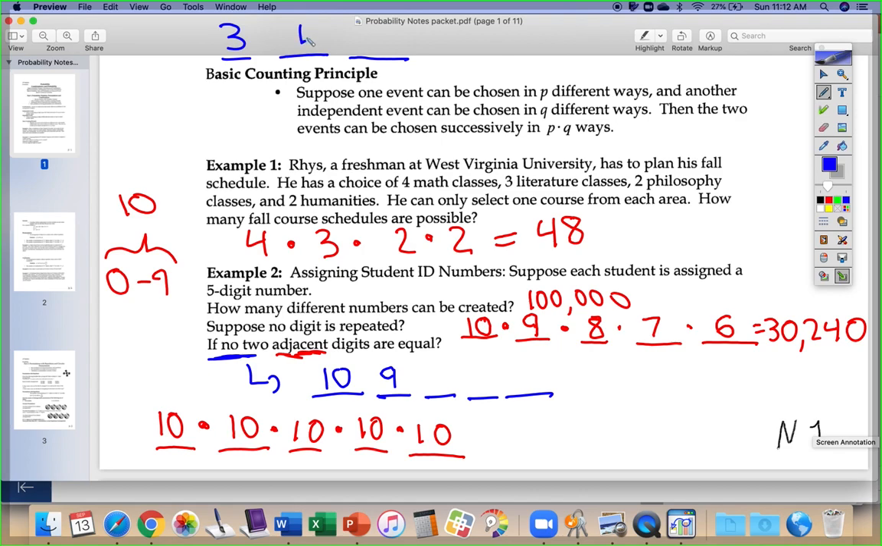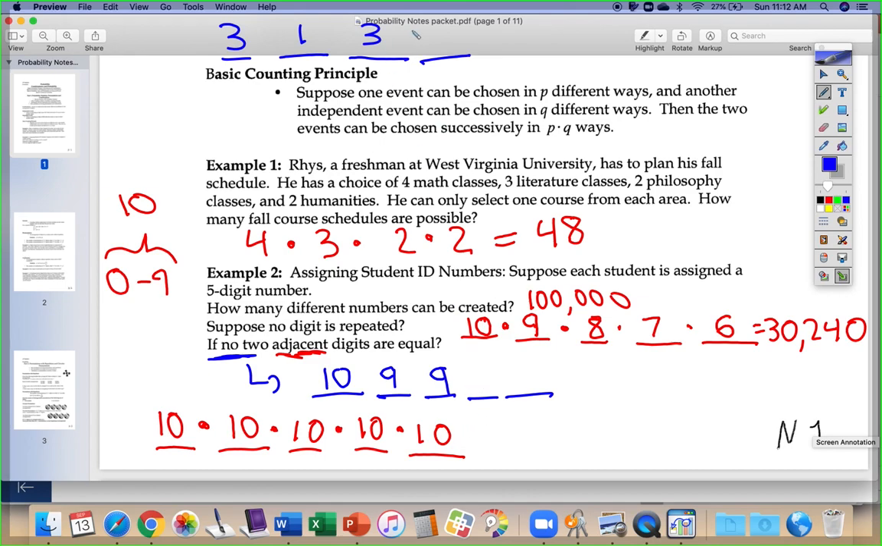So I can use every number except 1. How many numbers are there except the number 1? 9 numbers. So maybe this is a 3 again, or maybe it's a 4, or maybe it's anything but a 1. But I'm allowed to use 3 again, so let's just make it a 3.